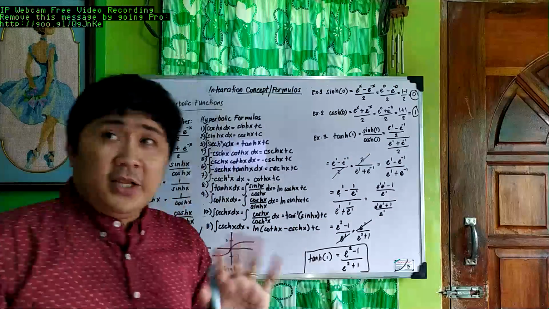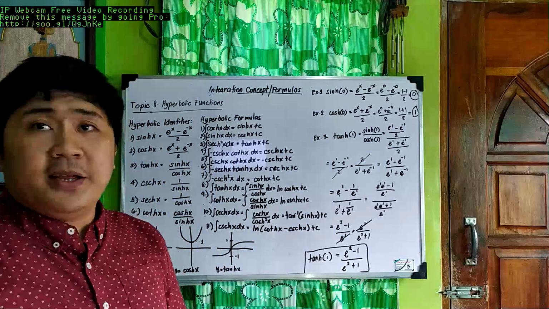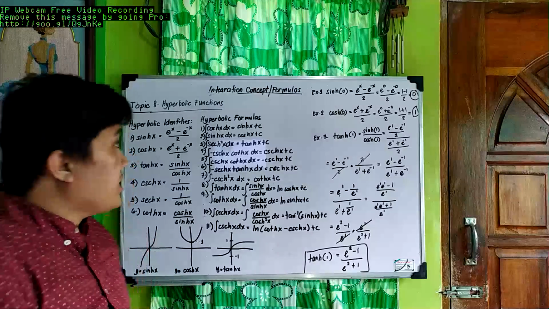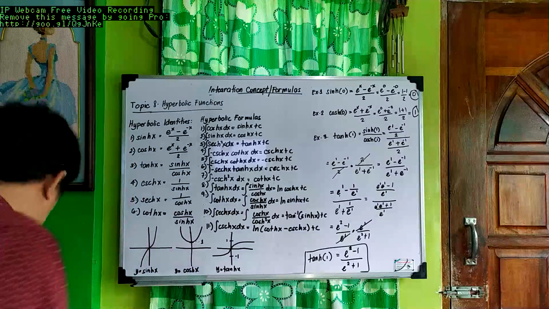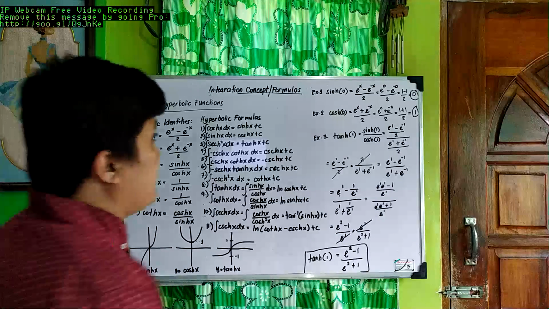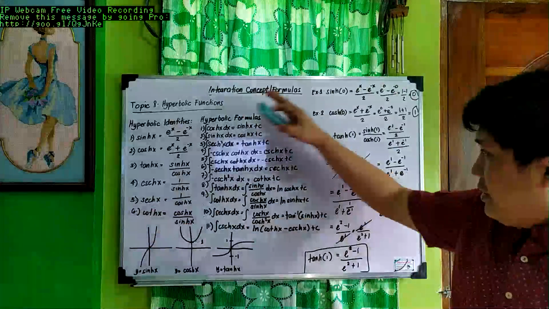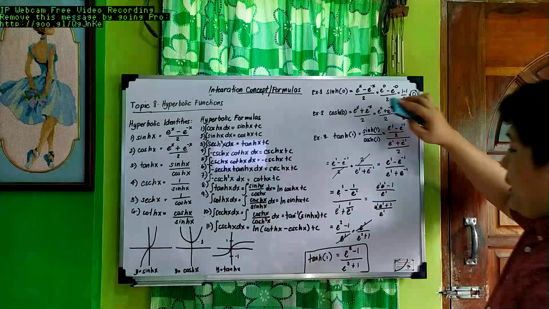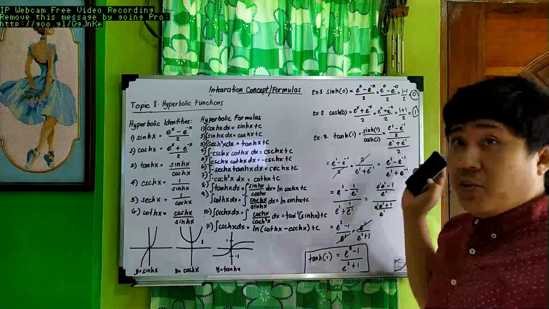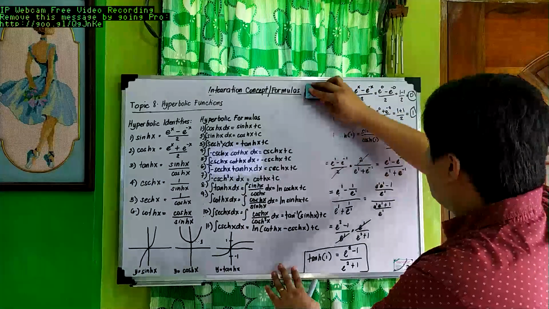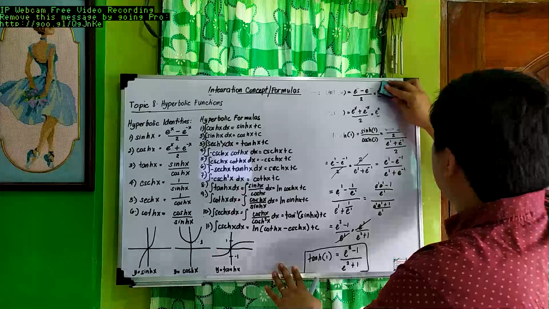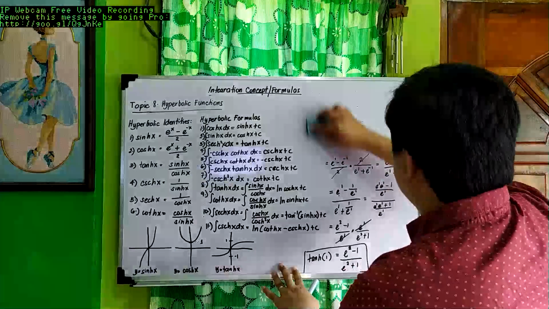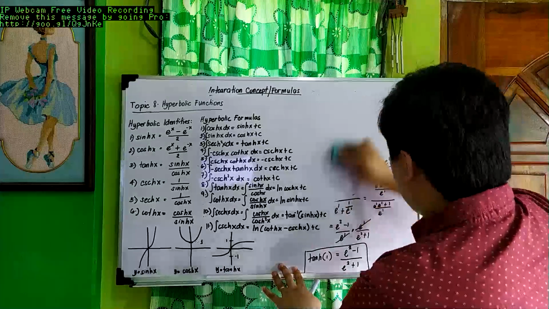We are not yet integrating. We're still not yet integrating. So, let's try more. Okay? So, let's have another example. Let me erase this one. We will not yet erase this one so that you will have a guide with all the identities and formulas that we will be using while solving. So let me erase the first, this one.